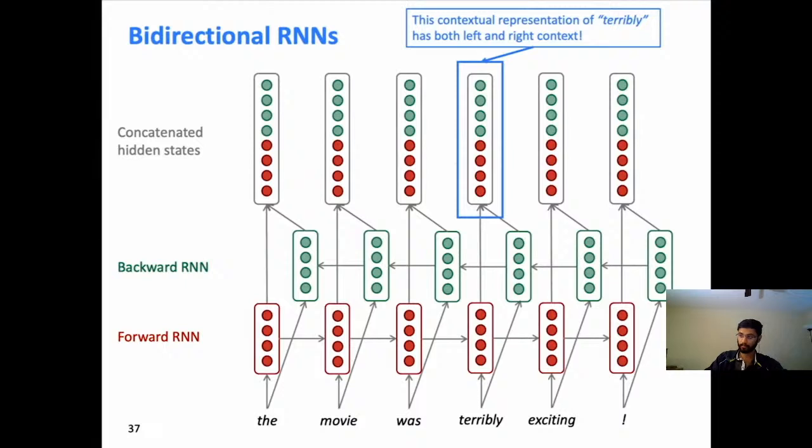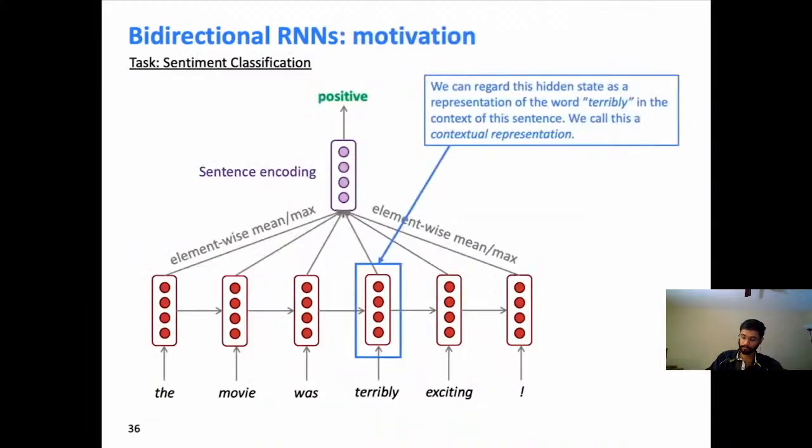So let's suppose that we were trying to build a sentiment classification system using the bidirectional RNN. Then what you do, which maybe I should have pictured but I didn't have space, is you would do the same thing that you were doing with the unidirectional RNN, which was, let's say, an element-wise mean or max to get your sentence encoding. Maybe you just do that, but over the concatenated hidden states.